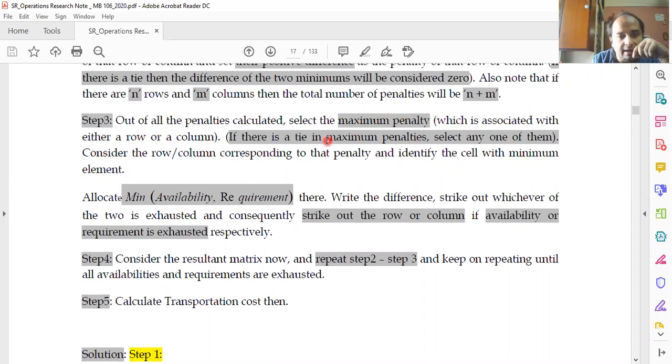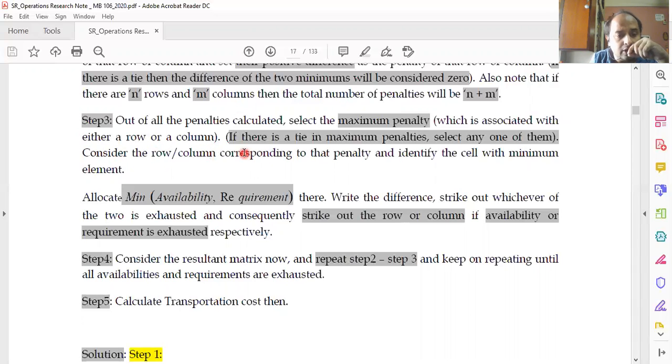Okay, if there is a tie in maximum penalties, select any one of them. That means whenever there is a situation of a tie in the numbers, then your choice is arbitrary. If there are twin sisters or twin brothers, you can choose any one of these two. So this is the scenario actually.